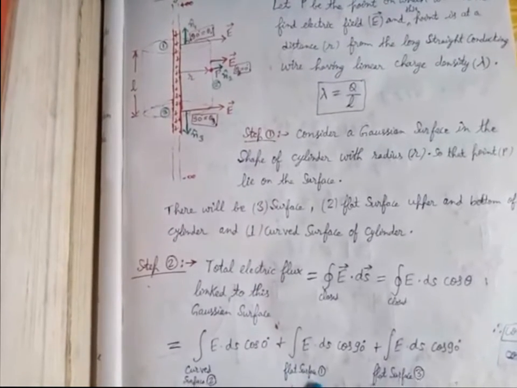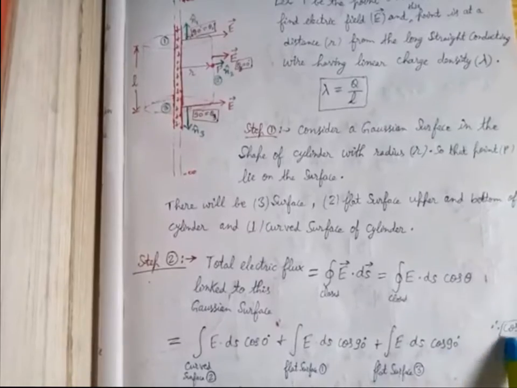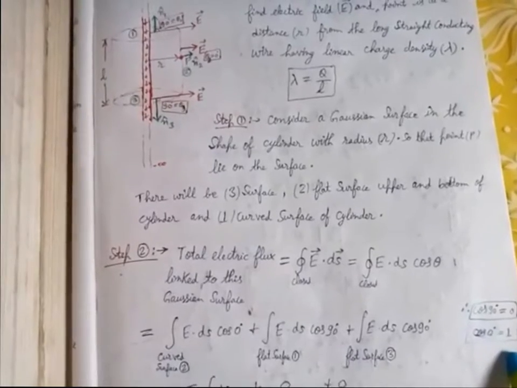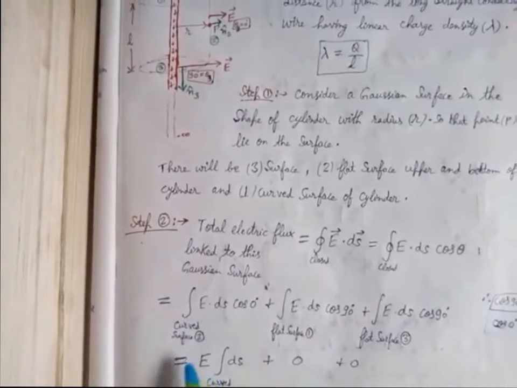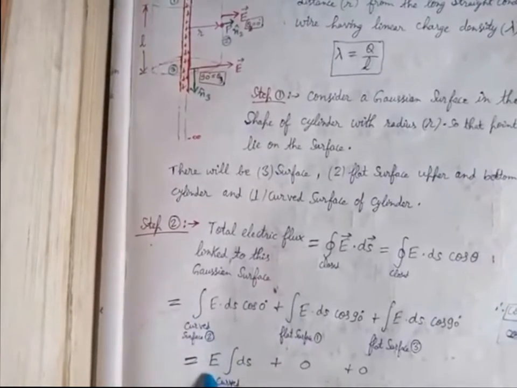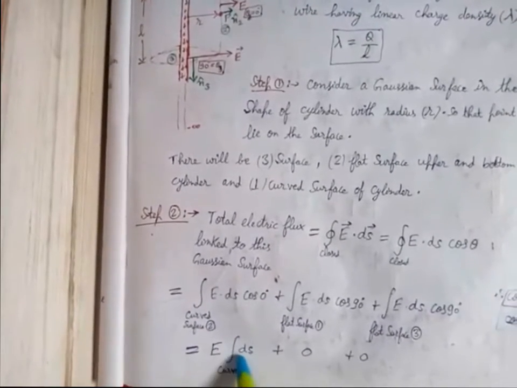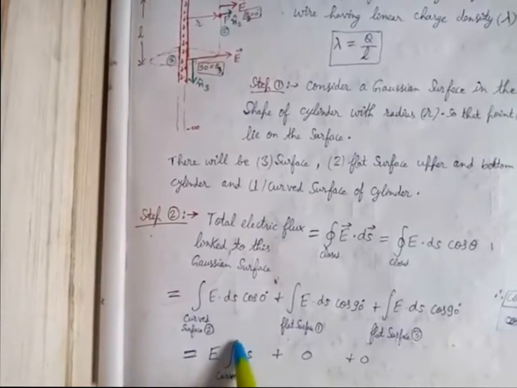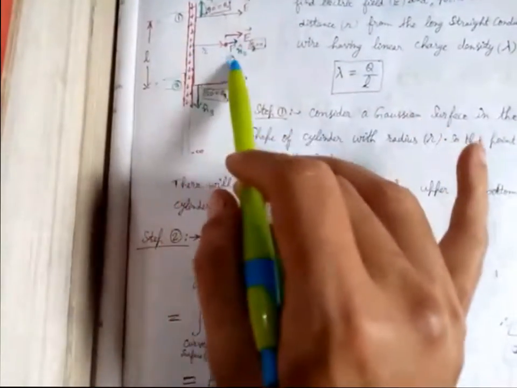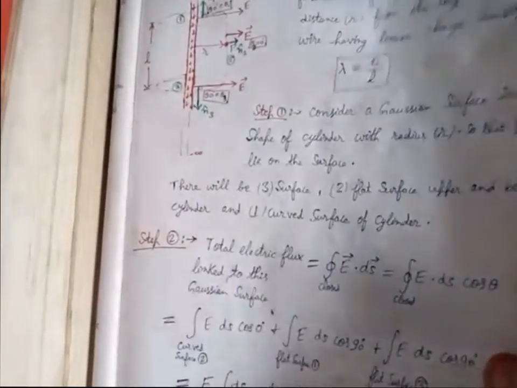In both the flat surfaces the angle is 90 degrees. So cos 90 is 0 and cos 0 is 1. So we get the result E ds into cos 0, which is 1. E comes out of the integration because it is a uniform field, and ds is the small area vector which gets integrated over the complete curved surface. So what is the complete curved surface area of the cylinder? The curved surface area of the cylinder is 2 pi r L.